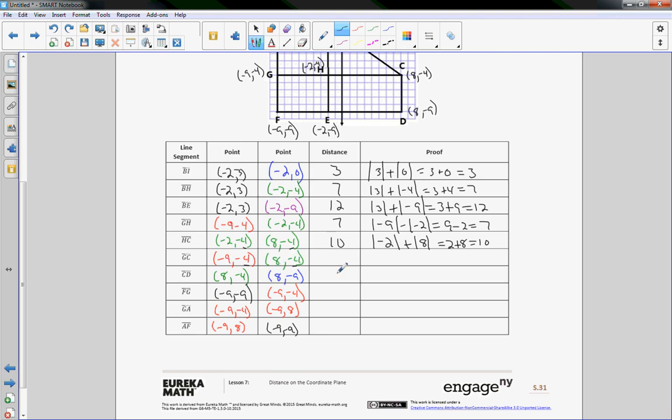I want to take -9 and 8 and find their distances. Since they're opposite signs, we are going to take their absolute values and add them. The absolute value of -9 plus the absolute value of 8 equals 9 plus 8, which equals 17. CD, the x's are the same. We want to focus on the y's. They're both negative, so we're going to subtract the absolute value of -9 minus the absolute value of -4 equals 9 minus 4, which equals 5.